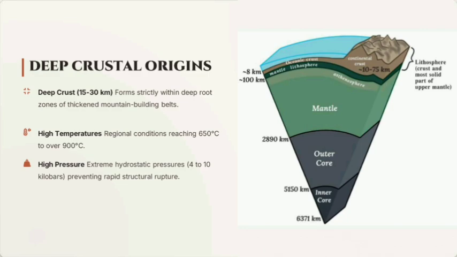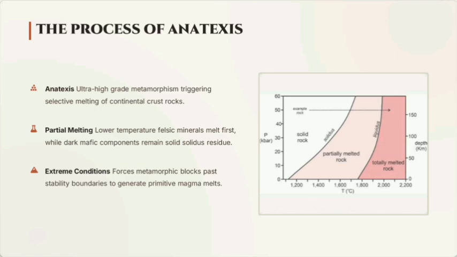Migmatite forms deep within the Earth's crust under conditions of extremely high temperature and pressure. During high-grade metamorphism, the parent rock begins to undergo partial melting, a process known as Anatexis. Unlike complete melting, only certain minerals melt while others remain solid.